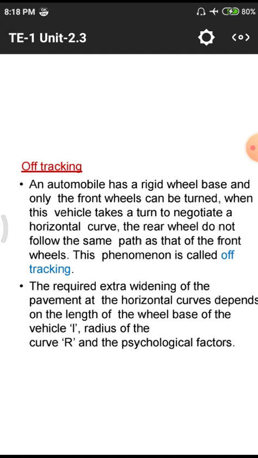Automobiles have only one wheel movement. That wheel movement is the front wheel in different directions. There is only front wheel movement.